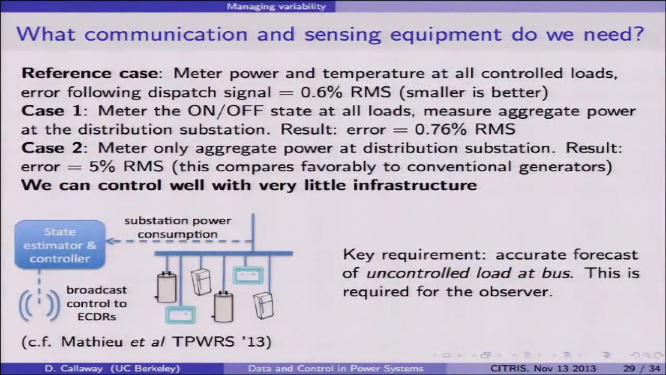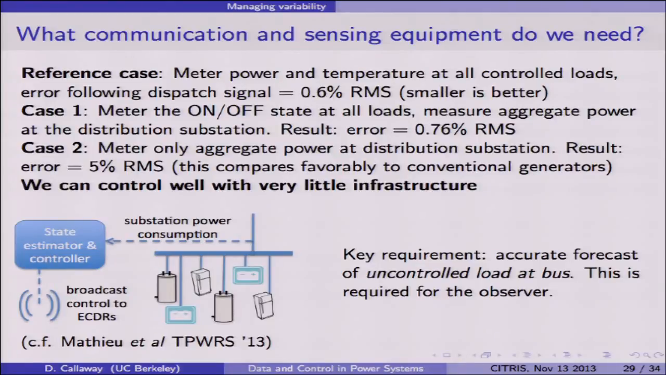We looked at a case where we wanted to understand what the returns are to more information, or rather, what the penalty is for having less information. This is all simulations, and we're trying to get some pilots going, but it's slow going. We looked at a reference case where we assumed we know everything, basically temperature at all the loads and power at all the loads, and then we asked those loads to follow something that looks like a load following signal. In that case, in simulation, we get a 6% RMS error.